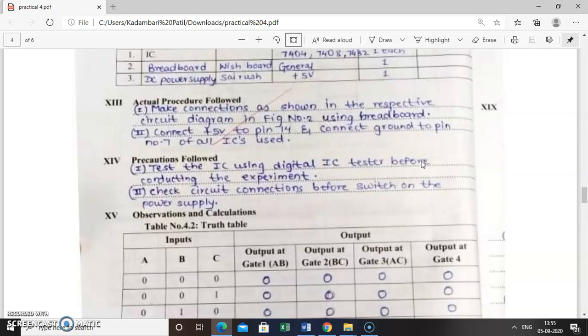So what are the precautions you have to follow? Test the IC using a digital IC tester before conducting the experiment. Check the circuit connections before switching on the power supply.